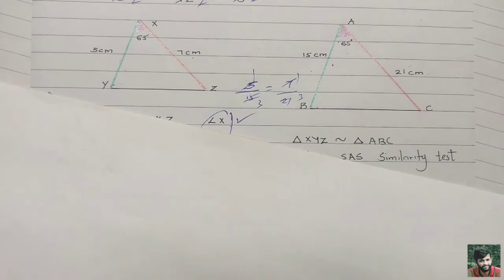I hope these three criteria of AA similarity test, SSS similarity test and SAS similarity test are clear. If not, please go ahead, watch the video again and get these three tests very clear in your mind, because they are important in terms of solving questions in the triangles chapter.